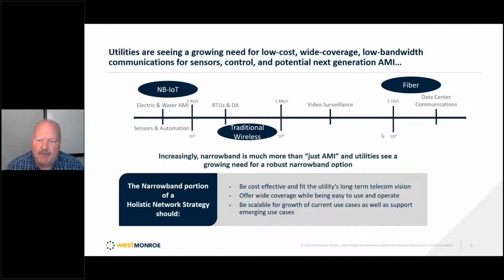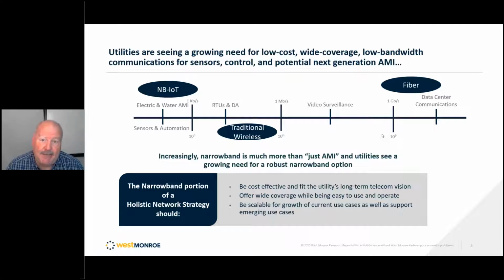And we've seen AMI get a lot of traction in the last 10 or 15 years. And we've also seen the desire to try and leverage the AMI networks to do more. They look at distribution automation, communications with electric vehicle charging, other distributed energy resources, just a lot of things they'd like to do with it. And to be honest, the AMI networks are kind of stretching at the seams and not that able to support some of the use cases that some utilities would like to see.